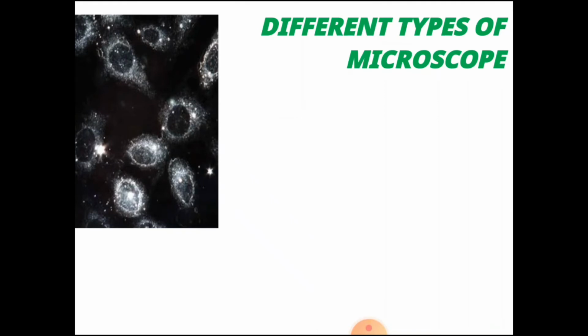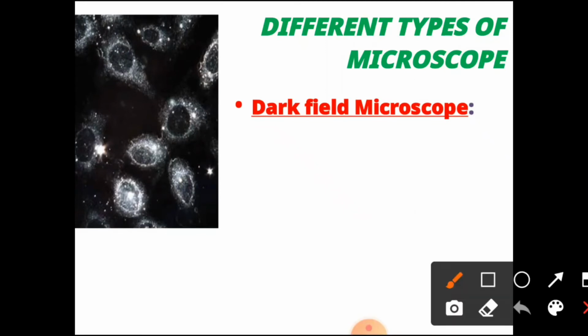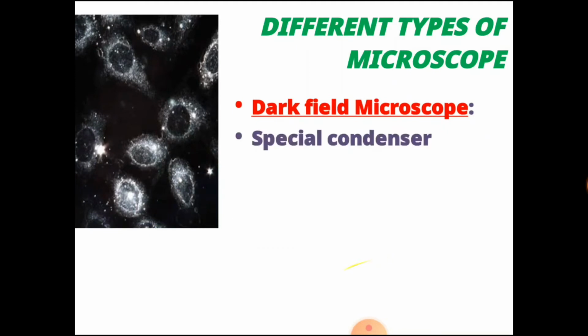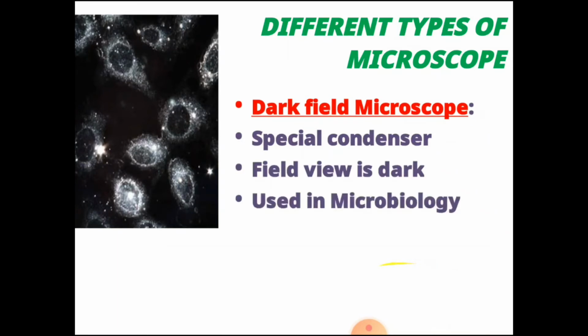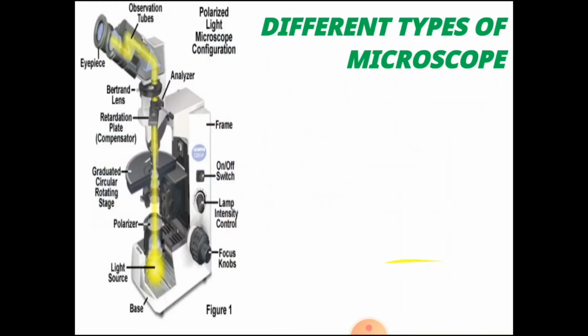Next one is the dark field microscope. Here the eye field is dark and the specimen or the object appears bright. That means the eye field is dark and the object appears white. A special condenser is used. The field of view is dark. The dark field microscope is used in microbiology.